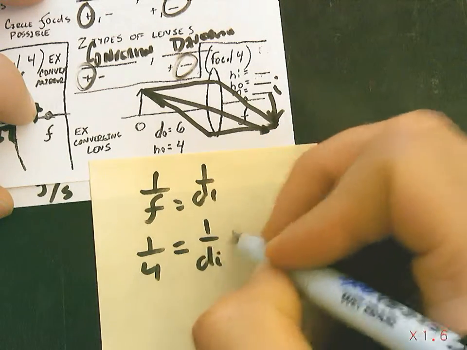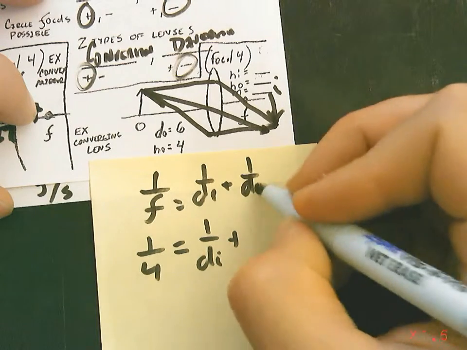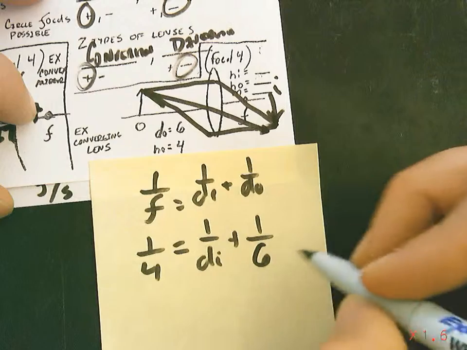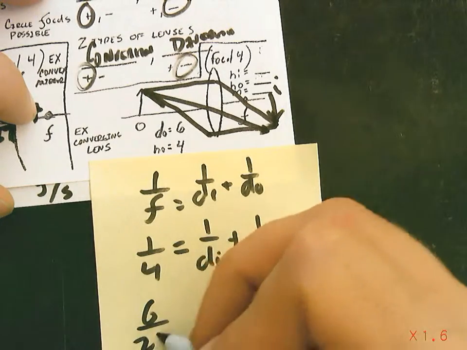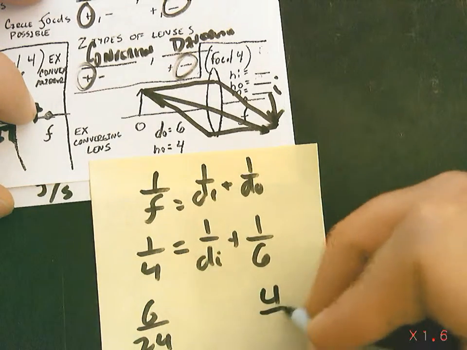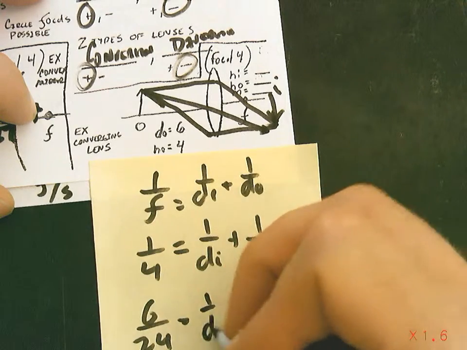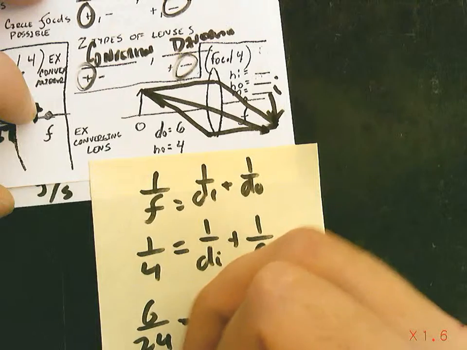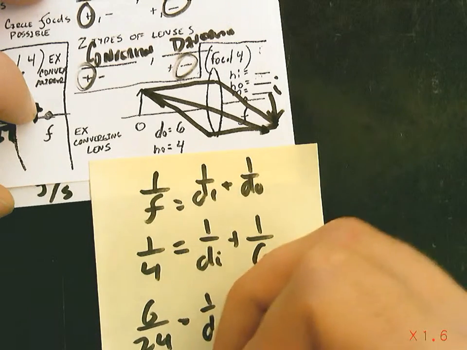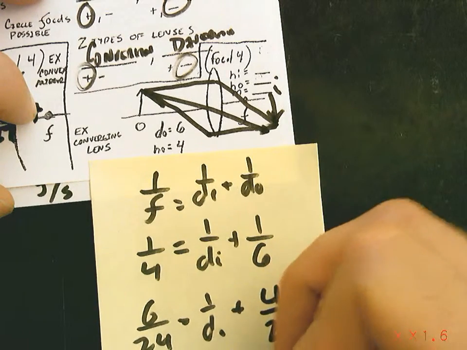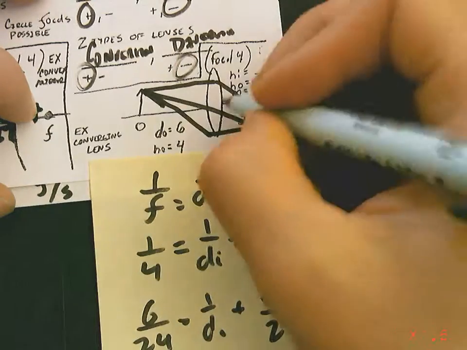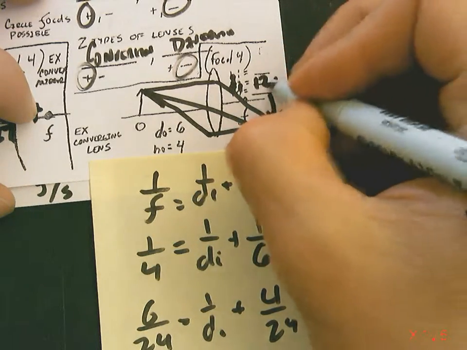Distance to the image is what we'd like to find. do is 6, common denominator 24, so 6/24 and 4/24. So we subtract, minus 2/24, or di equals 12. Once again, I messed this up. It should be di is 12.